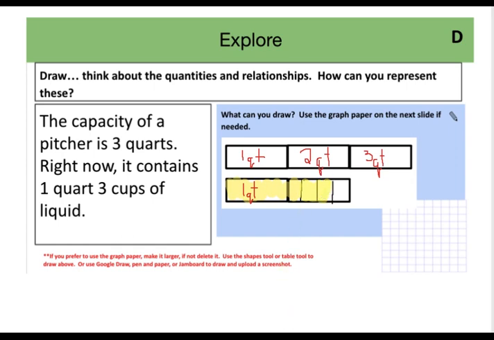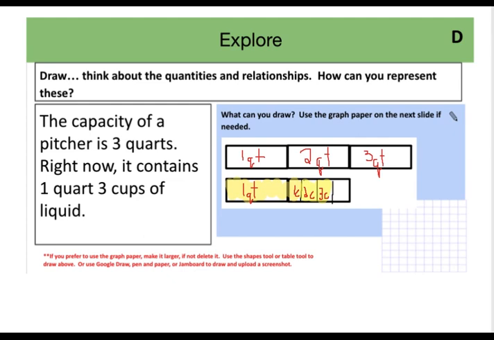The 3 cups. So each one of these is a cup. So here we have 1 quart and 3 cups. So here we have 2 cups, 3 cups. So now we have our little illustration here to maybe help us figure out the answers to those questions we came up with, right?